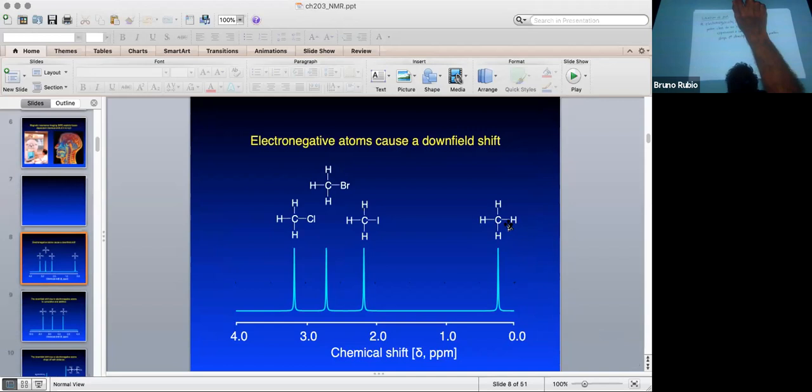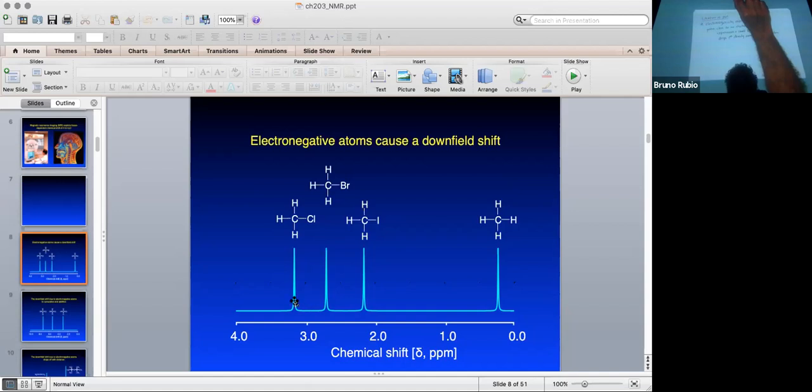But now, as we start adding an electronegative atom, for example, iodine, we see that the peak sails downfield from about maybe 0.2 to about 2.2. And why is that? Because the iodine atom is electronegative, and it is taking electron density away from those protons, and so the peak is further downfield. Now, when we increase the electronegativity, we go from iodine to bromine. The peak goes even further downfield. So here it is at around 2.7, right?